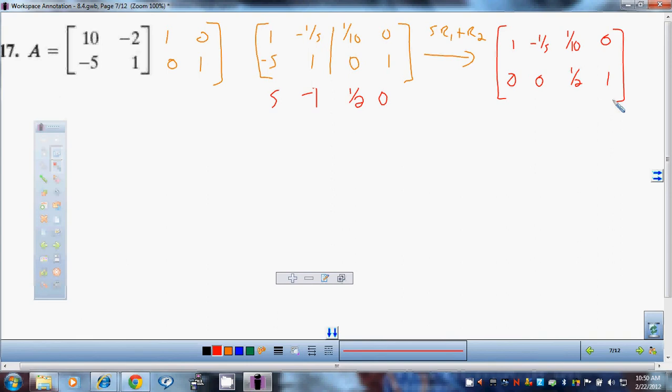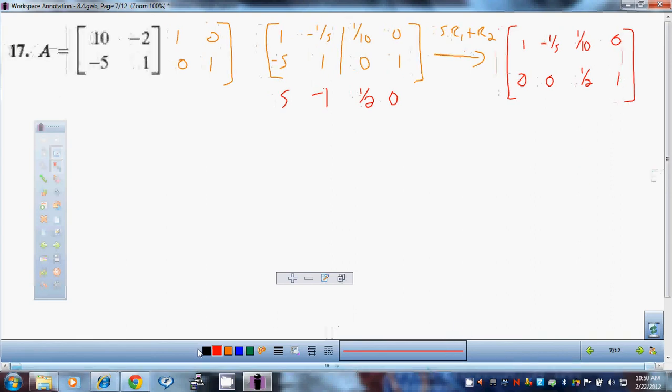Is there a faster way to know if your matrix isn't going to have an inverse? I'm glad you asked. Yes, there is. Remember what I said, the determinant, AD minus BC? Your determinant is called that because it helps you determine whether it has an inverse. AD is 10, minus BC is also 10.